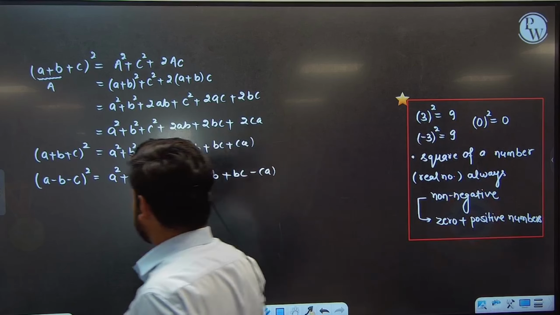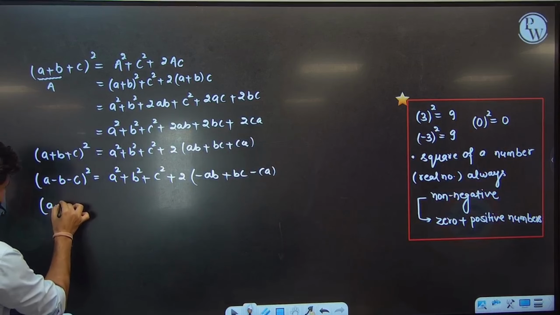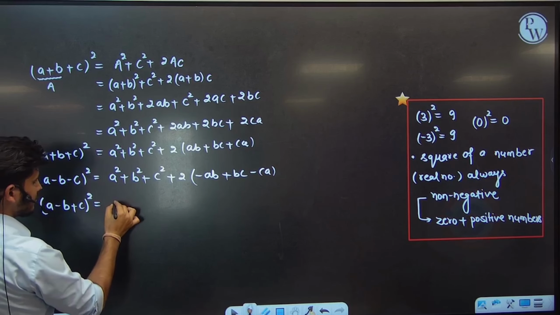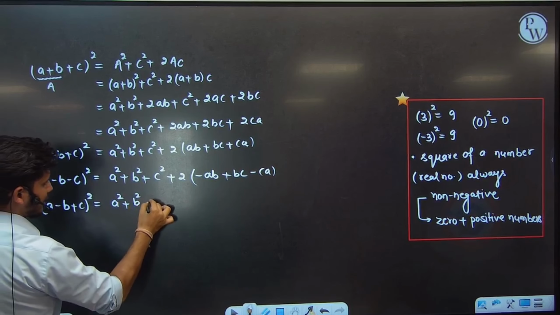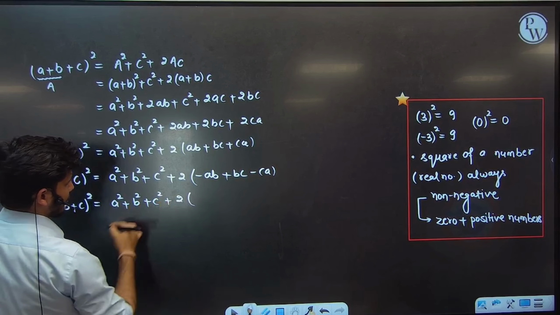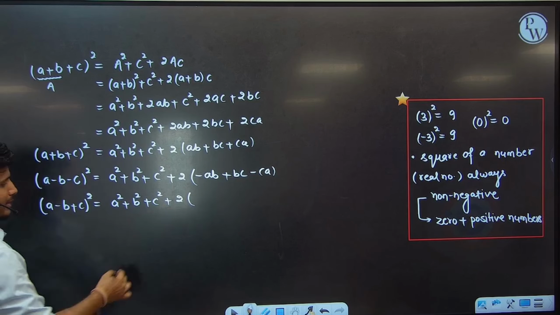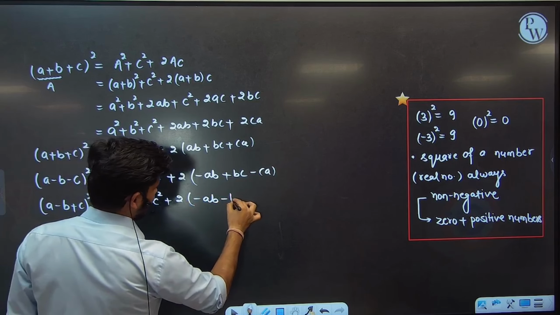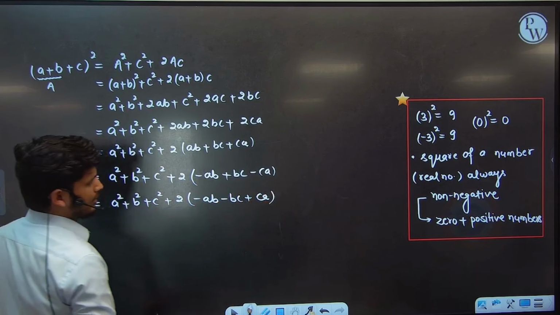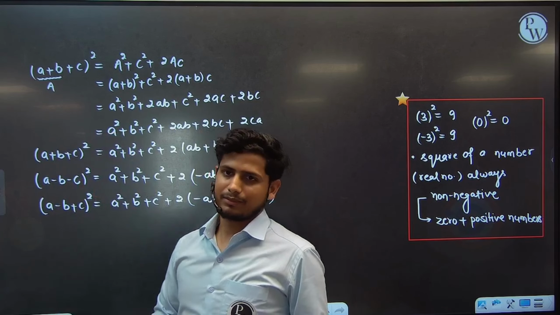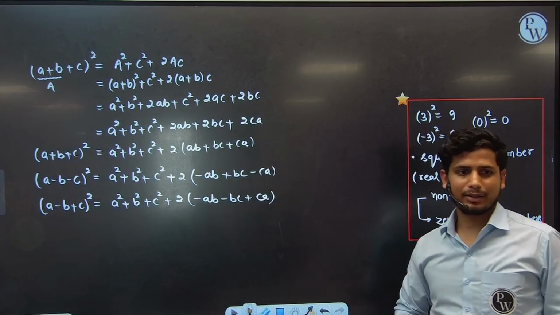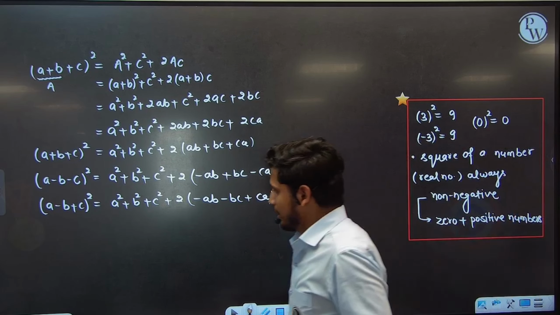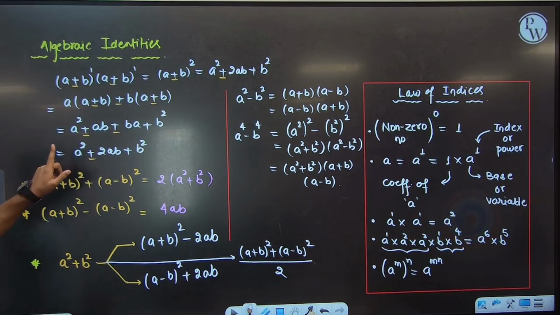Tell me, what will be the formula of (a minus b plus c) whole square? A square plus b square plus c square plus twice of minus ab minus bc plus ca. Okay, done. So this is the formula of (a minus b plus c) whole square. Here is your homework.